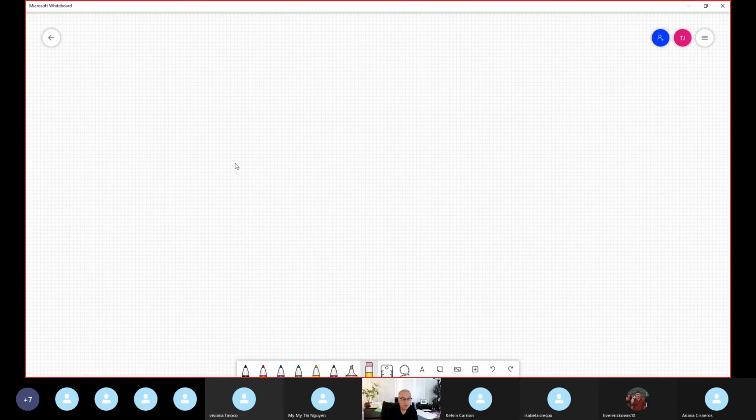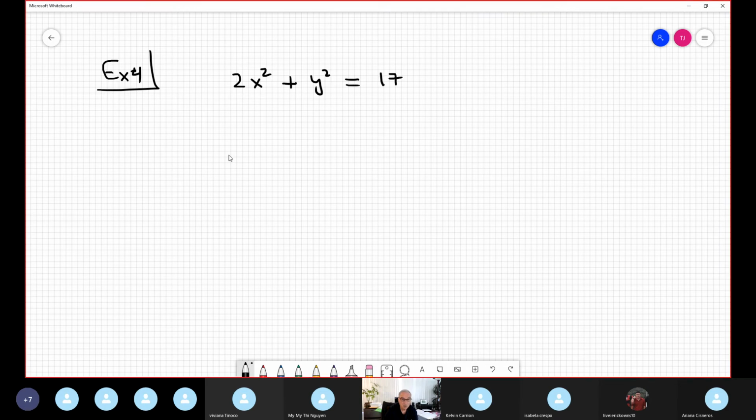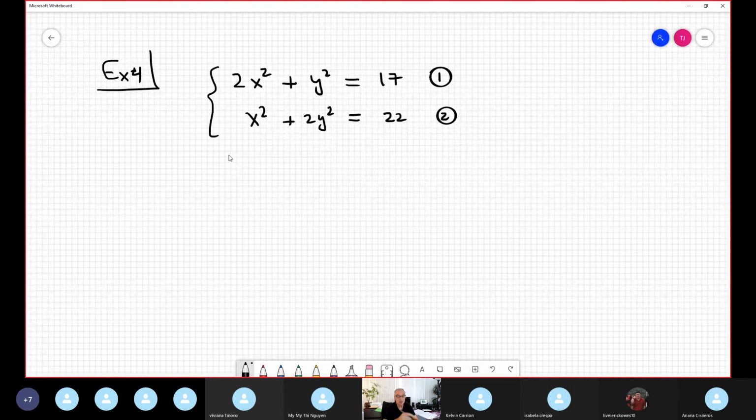Another example. Okay, example number 4, no? Number 4 is 2x squared plus y squared equals 17. Equation 1. The other equation is x squared plus 2y squared equals 22. Equation 2. Wow, in this case, both equations are nonlinear.